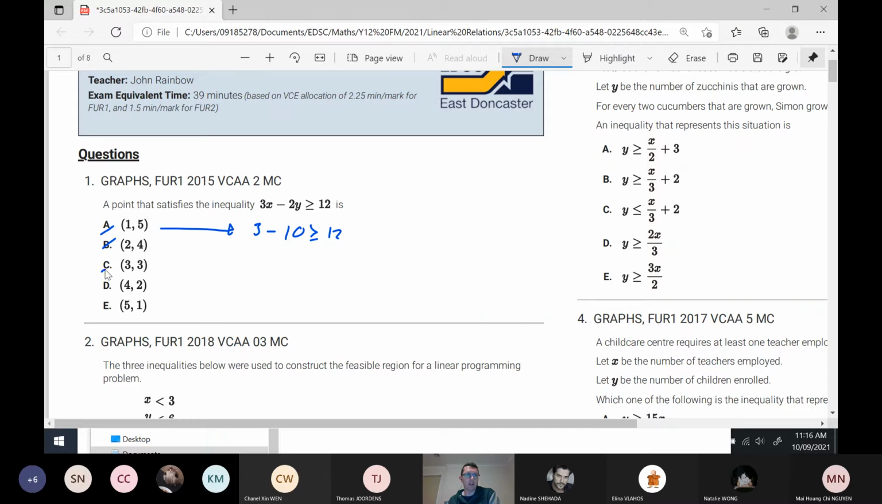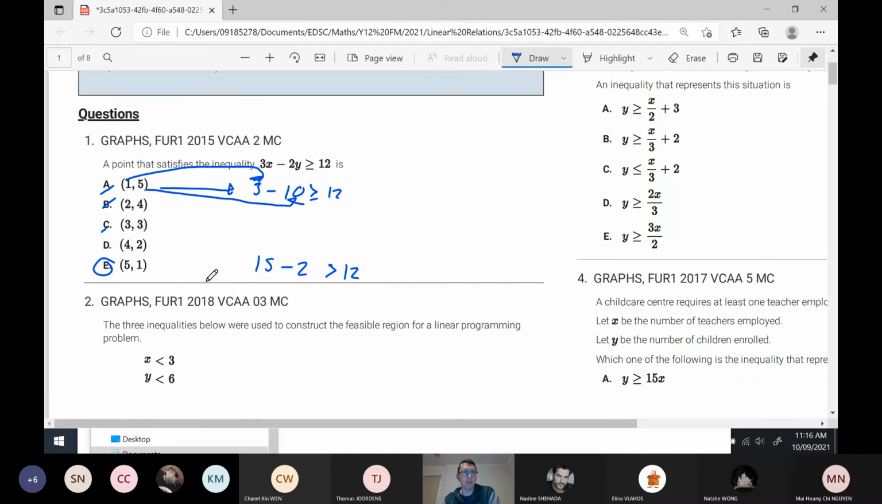That's not going to be it, because that's going to be like 9 minus 6. Let's try this one. So I reckon it might be that one. So 15 minus 2 is greater than 12. Well, that's going to be correct. So straight away from the first one, I realized, hang on a moment, this is going to give me a small answer, because I'm taking away a number that's going to be bigger. So I just jumped straight to the bottom there rather than going through them all. So there, you can actually just see a point that satisfies the inequality. You can just substitute them in.